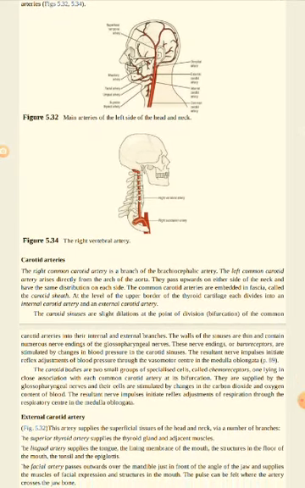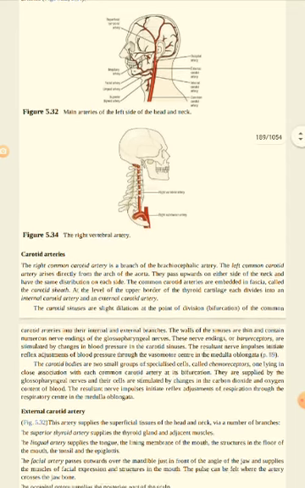Similarly, there are small groups of specialized cells which are called chemoreceptors, and they respond to changes in the carbon dioxide and oxygen content of the blood. They are called carotid bodies. Carotid bodies respond to changes in the carbon dioxide and oxygen content, while carotid sinuses respond to changes in the blood pressure. Carotid bodies are involved in the reflex mechanisms of respiration through the respiratory center in the medulla.